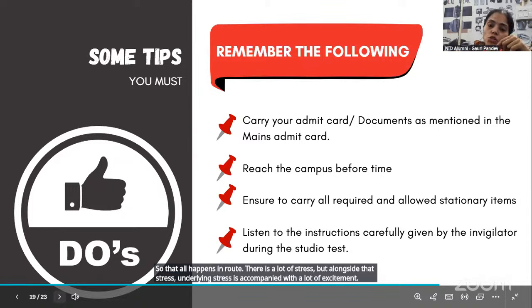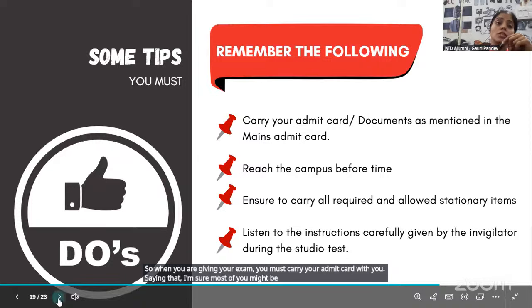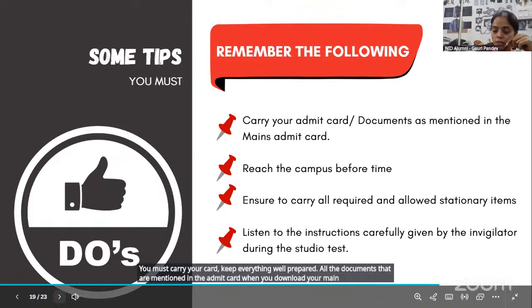So while you do all that, you have to remember what you must consider for this round. When you're giving your exam, you must carry your admit card with you. I'm sure most of you might be thinking we will definitely do it, but there are students who forget it. You must carry your card, keep everything well prepared. All the documents that are mentioned in the admit card, when you download your mains admit card, you will find details of the same. Ensure that they are put in your bag properly.